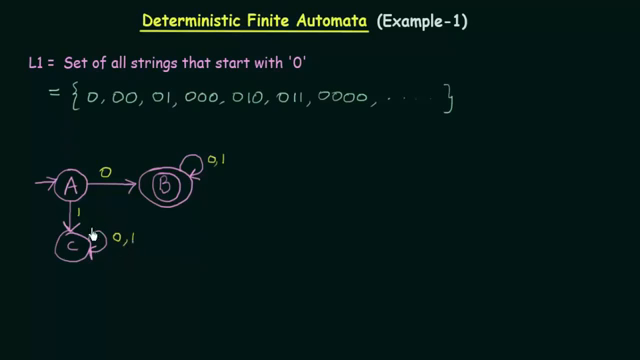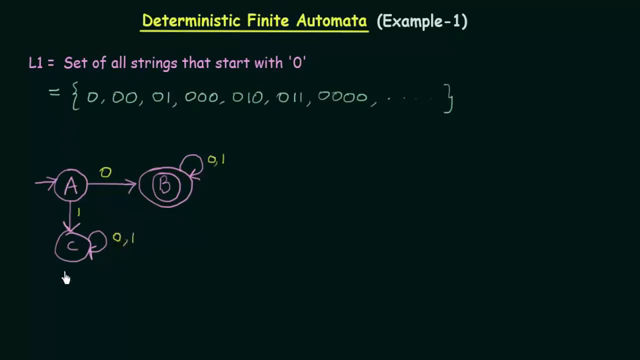Okay, so if a string starts with 1, this is my starting state. If it starts with 1, it goes to state C, and after reaching state C, whether you get 0 or 1, it stays in state C itself, and it cannot go back to this final state anymore. Okay, it cannot go to this final state anymore.